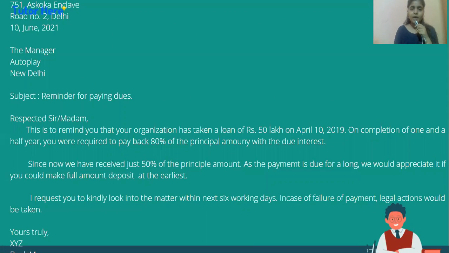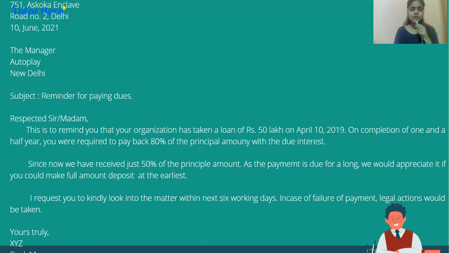After that, we put the manager's address, then the subject: reminder for paying dues. Then we put the salutation. This is to remind you that your organization has taken a loan, and then we continue with our problem or what we are suggesting. After that, in the body section, we give suggestions.